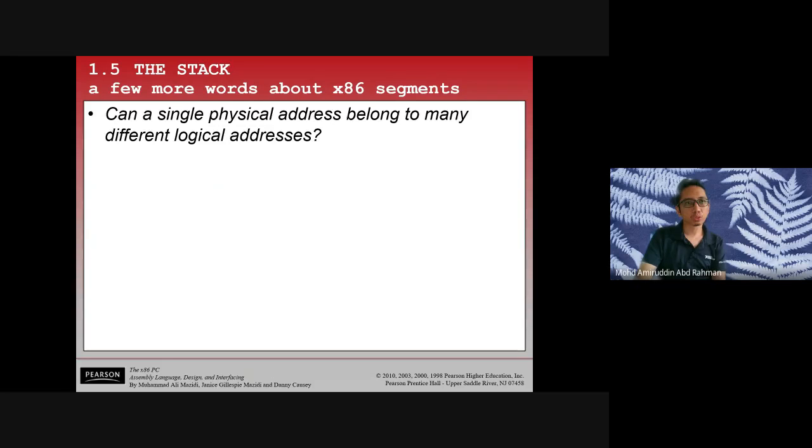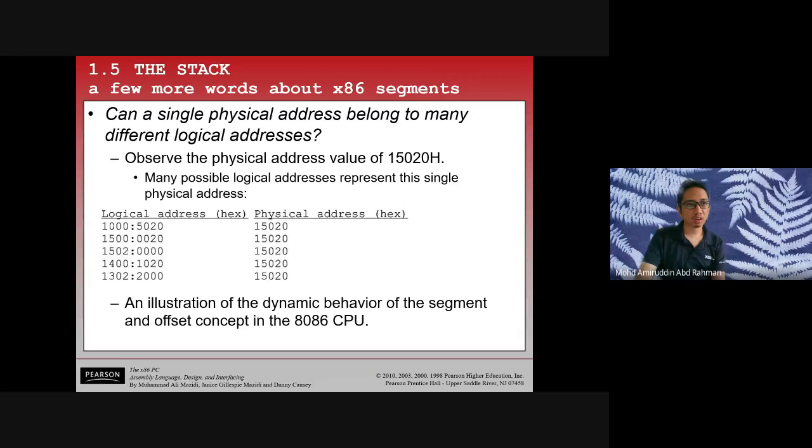Okay, so can a single physical address belong to many different logical addresses? Let's see. We observe the physical value of 15020. So many possible logical addresses represent this single physical address. So it is possible actually.